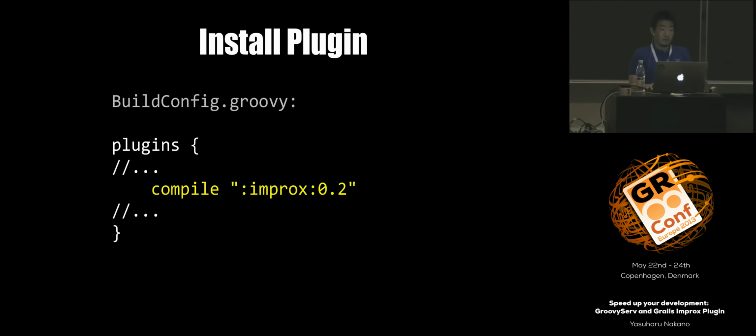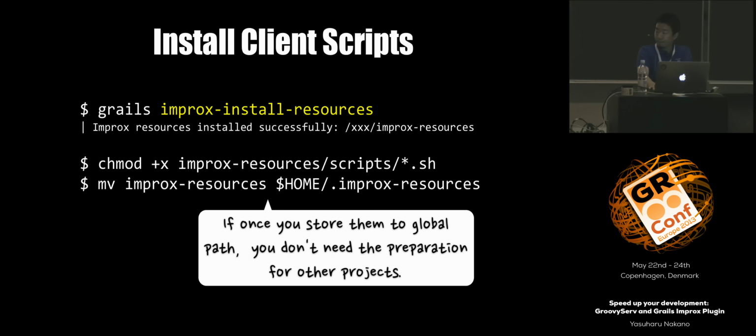Okay. It's just a Grails plugin, so the installation is very easy. The Improx plugin provides some client scripts. You can install them with the improx install-resources command. There are some shell scripts, so you must add execute permission to them. You can use them for different projects, so I recommend installing them to a global path, for example .improx-resources under your home directory. Once you store them in a global path, you don't need the preparation for other projects.